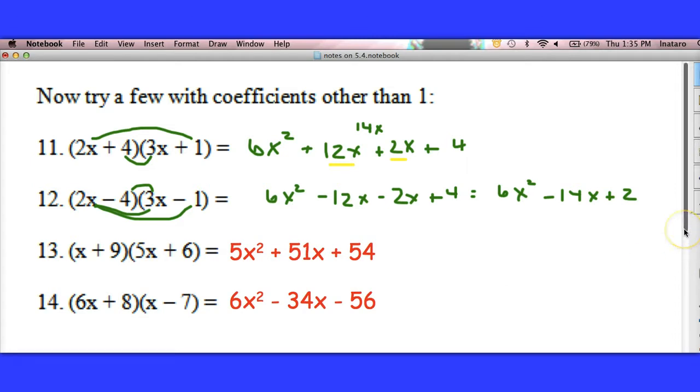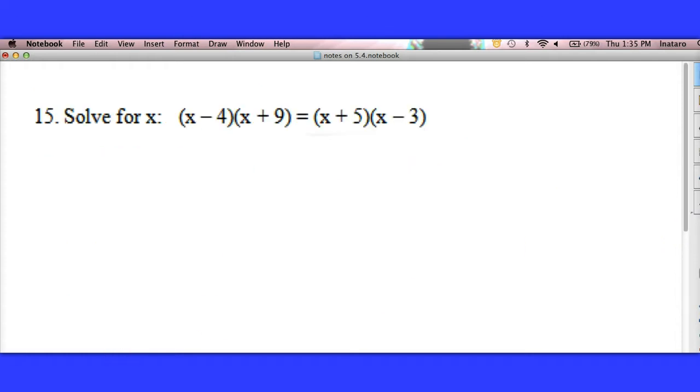All right, let's take a look at one last example where we might see multiplying binomials in solving an equation. So let's take a look at this example here. Here we have x minus 4 times the quantity x plus 9 and the quantity x plus 5 times the quantity x minus 3, and we need to see when those two products are equal.